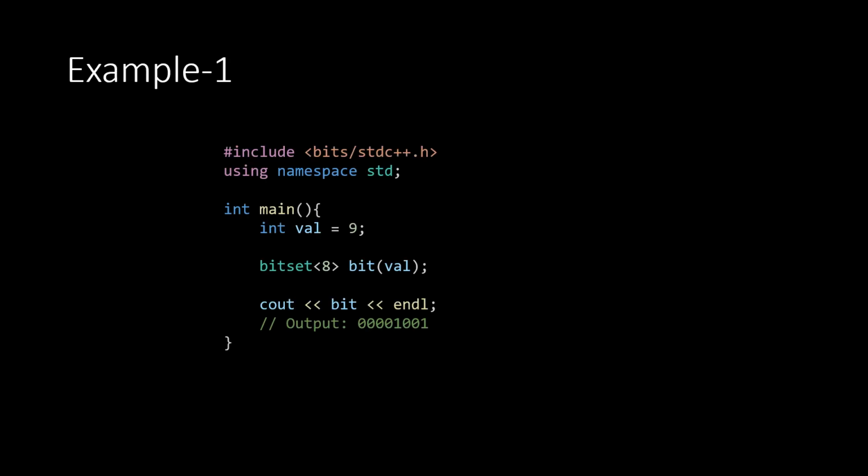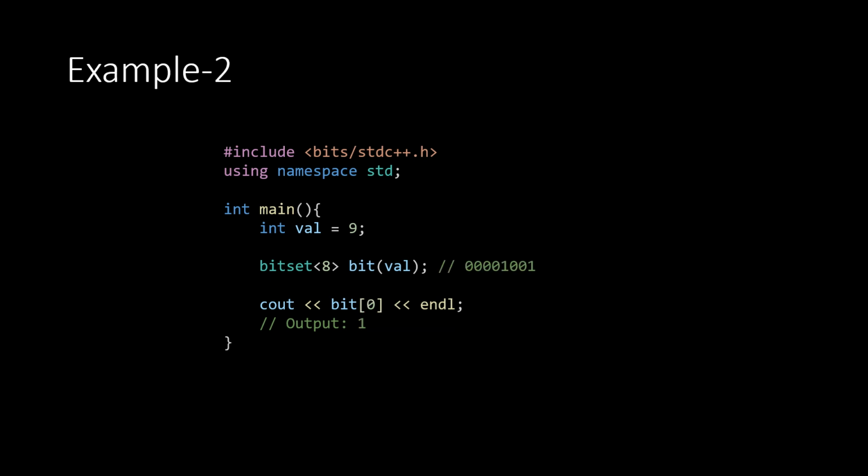So let's see the first example. I declare an integer value equal to 9 and create a bitset called bit, and I pass this value as the parameter to the constructor. If I print the bit value, it will give 000101, which is the binary representation of 9. The binary representation of 9 is 1001, so the remaining 4 bits will be padded with 0.